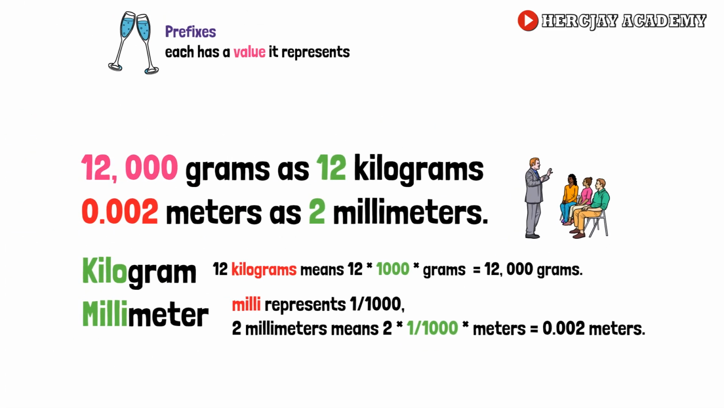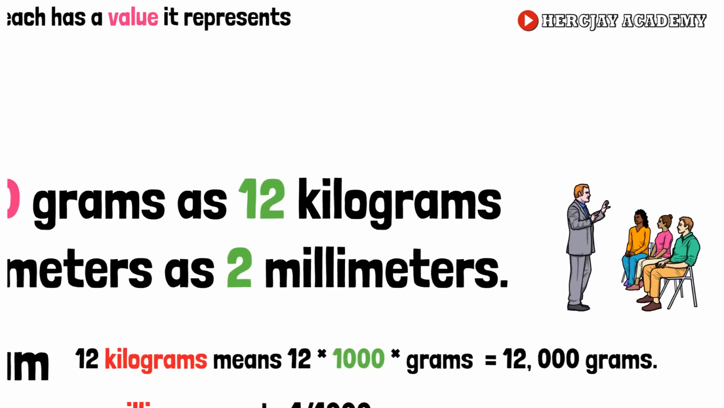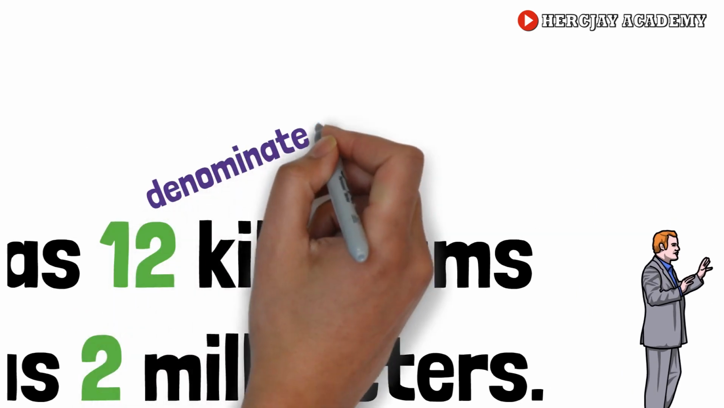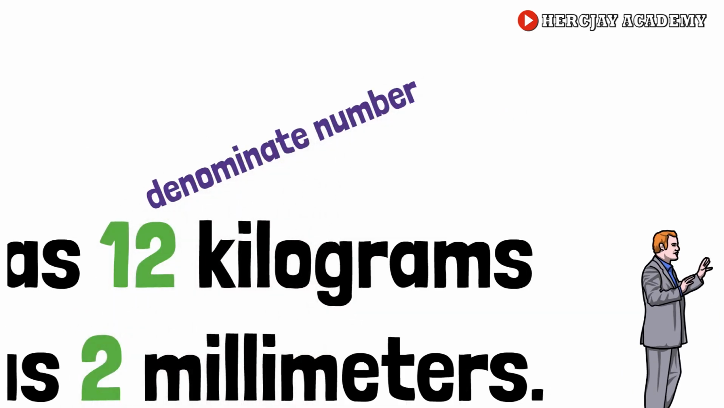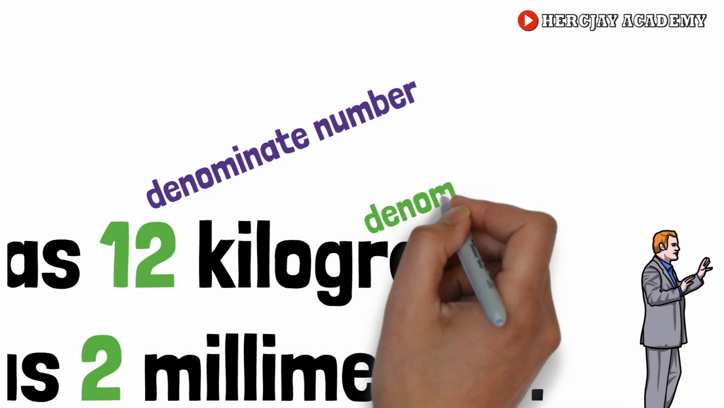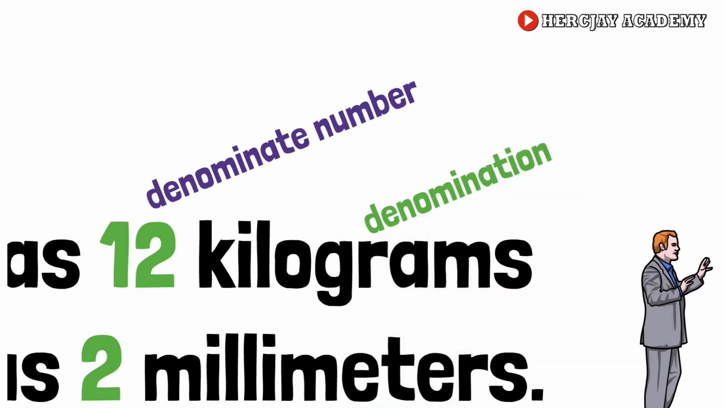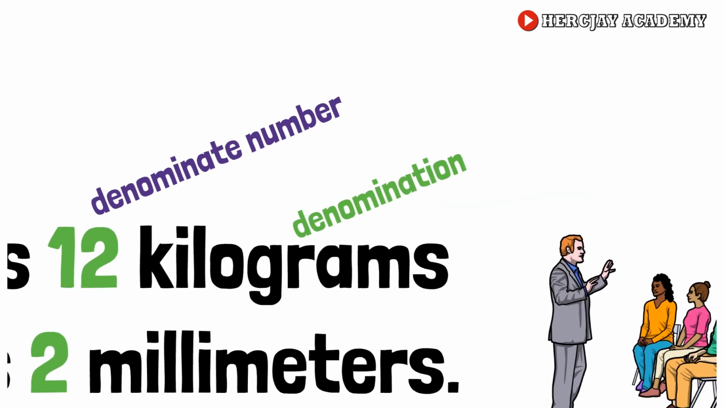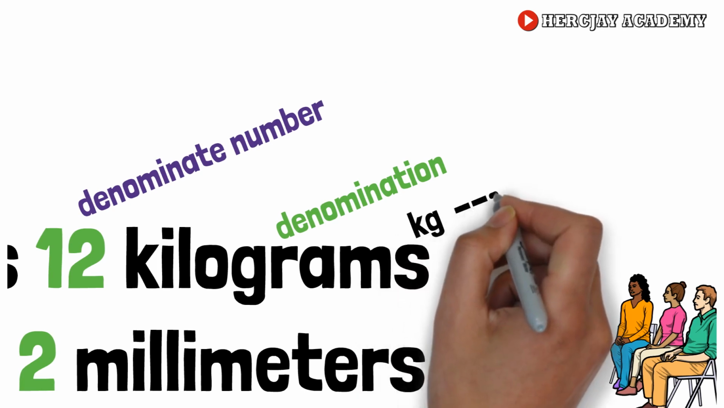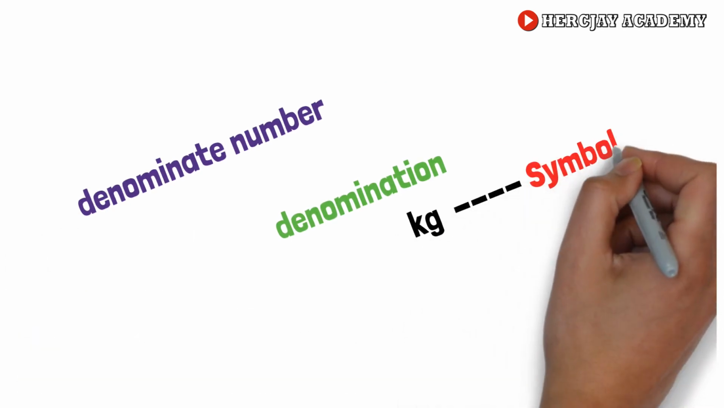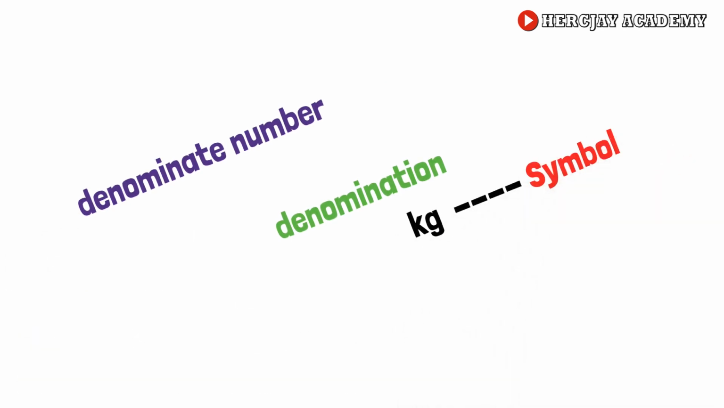The numerical portion of this measure, which is 12, is known as the denominator number, while the unit portion, which is kilograms, is known as the denomination. Now, that unit portion of kilograms can be shortened to kg. This short form is not called an abbreviation. Instead, it is best described as a symbol.